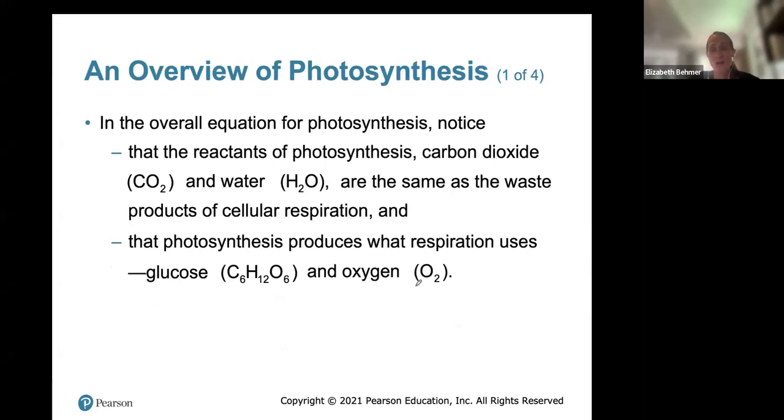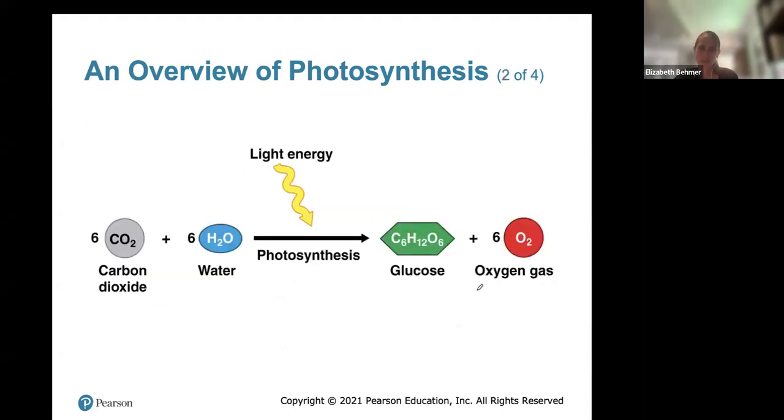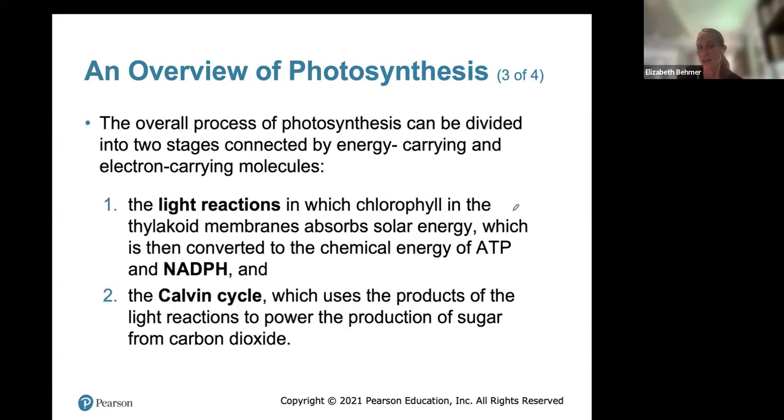So this is the overall equation for photosynthesis, and this is what I want you to have a good handle on. The reactants of photosynthesis are carbon dioxide and water. These are the same as the waste products of cellular respiration. And photosynthesis produces what respiration uses. So it produces glucose and oxygen, which is what cellular respiration our cells need to create ATP. So here we have carbon dioxide and water with light energy will produce organic material, glucose and oxygen gas.